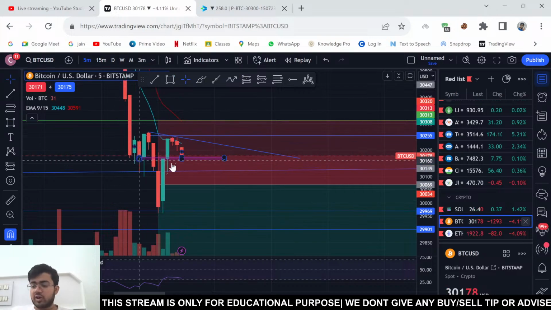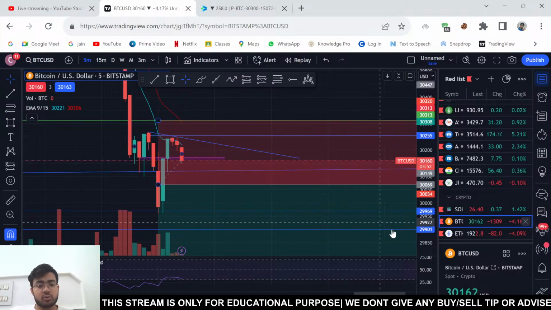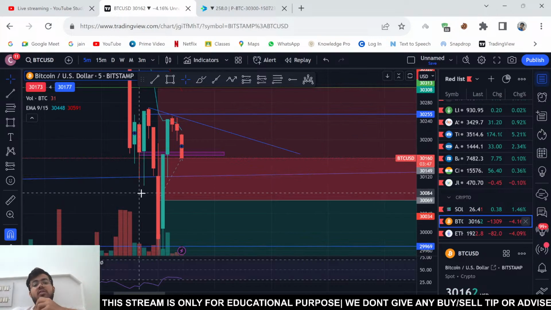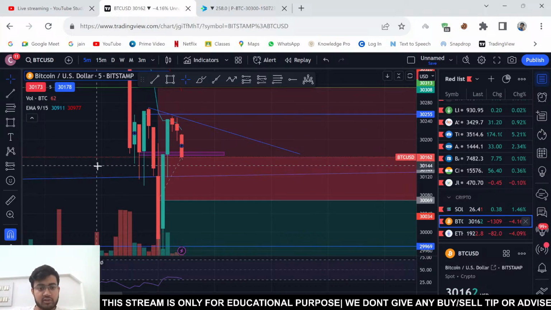Small resistance zone right around here, very small. So let's see if this resistance zone is really something to be worried about.